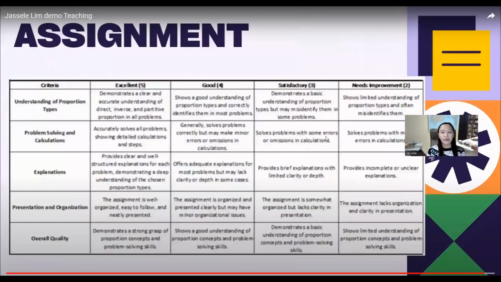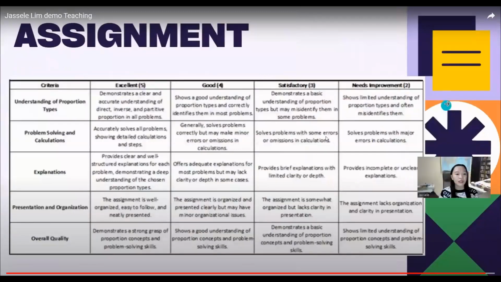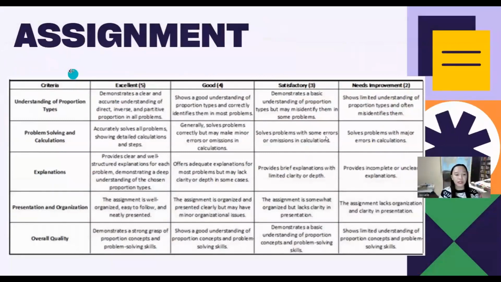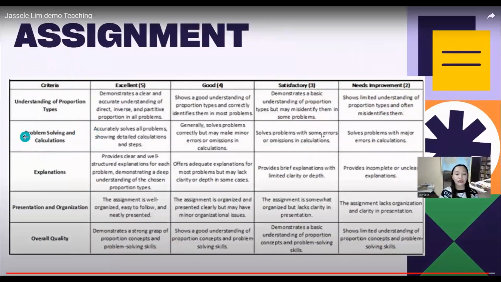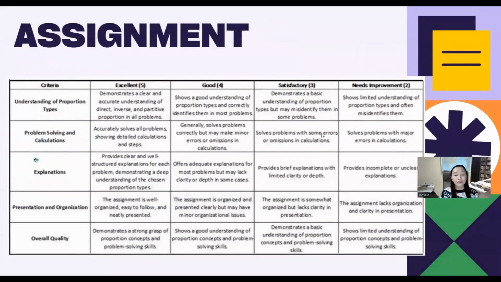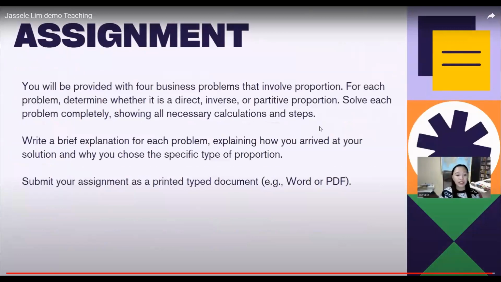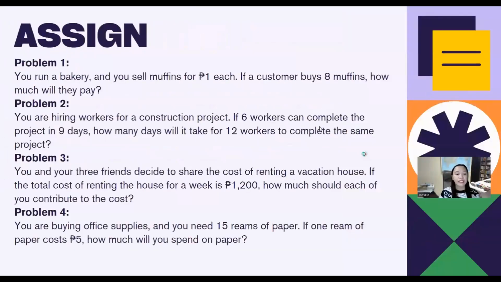And here's the rubrics for grading your assignment. First criteria is understanding of proportion types. Second criteria is problem solving and calculations. That is why it is important to show your calculations. Explanations. Kindly show your brief explanation, right? For each problem, explaining how you arrive at your solution.